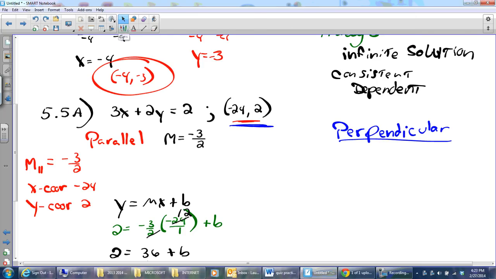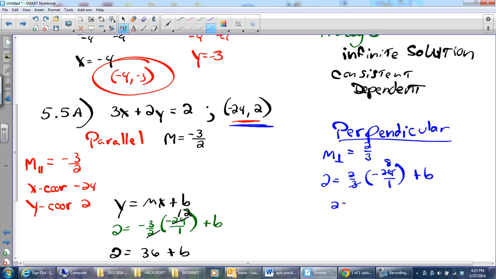Okay, so let's do the perpendicular one now. My perpendicular slope is going to be the negative reciprocal, and so that'll be 2 over 3. All right, the x-coordinate and y-coordinate did not change, and so I will set up my y equals mx plus b. I will go with 2 equals 2/3 times negative 24 over 1 plus b. That will go into negative 24 8 times, so I'll get 2 equals negative 16 plus b.